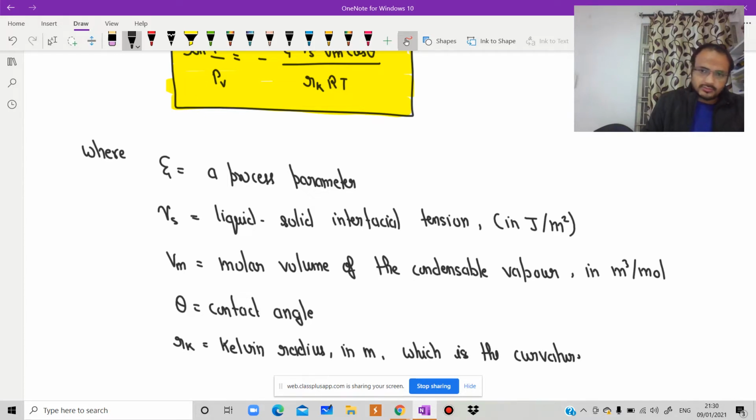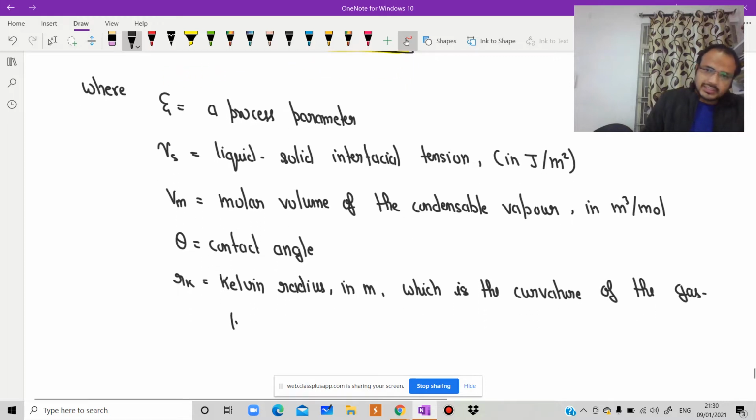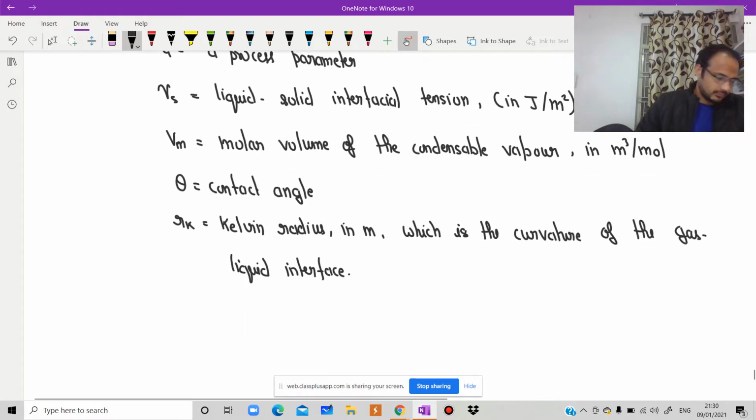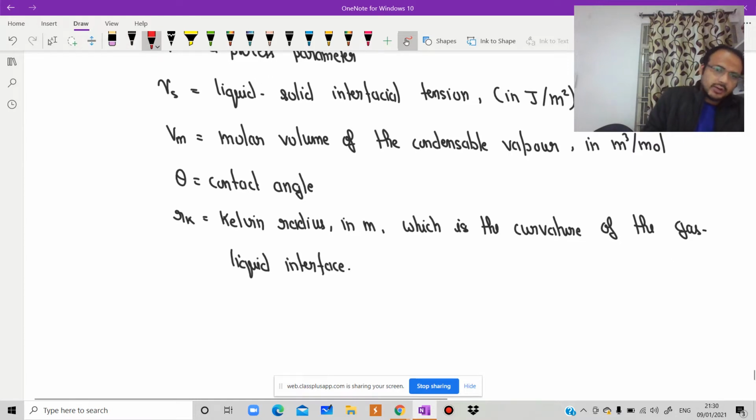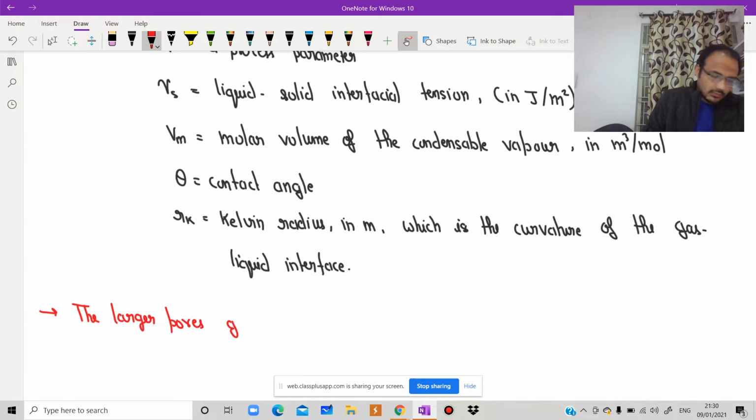which is the curvature of the gas liquid interface. Add a small point: the larger pores get filled only when the relative vapor pressure is high.